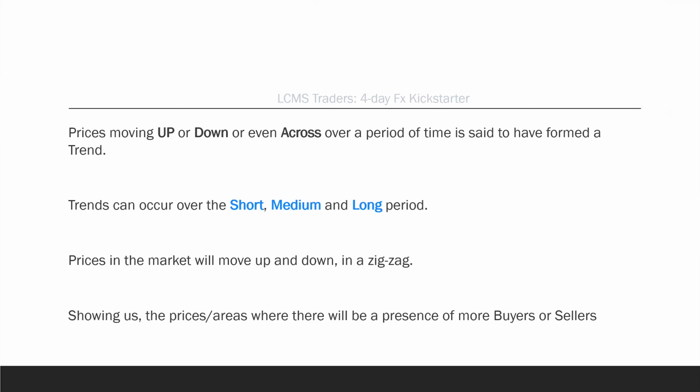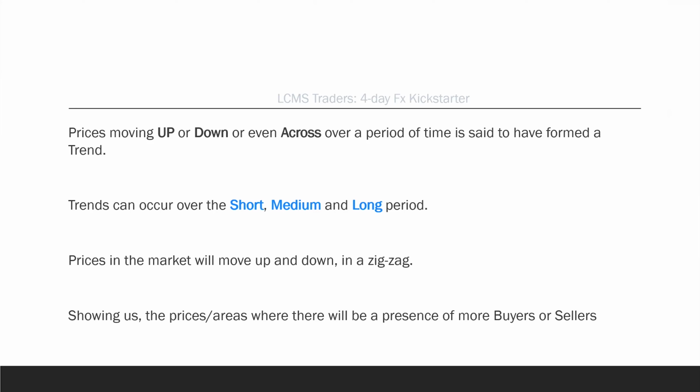If you see prices not moving up and then moving back down and then moving up and then moving back down, you say it's moving across. So remember, when you describe trend, you can describe it as moving up, moving down, or moving across. And then also remember that when you describe trend, you want to describe it as a long-term, medium-term, or short-term trend. A trend could be moving up in the long term, but in the short term, it's actually moving down.